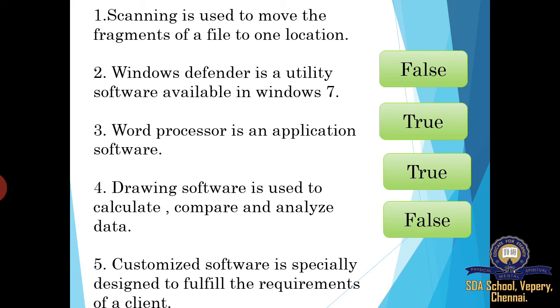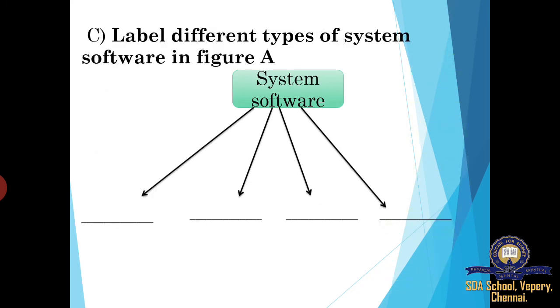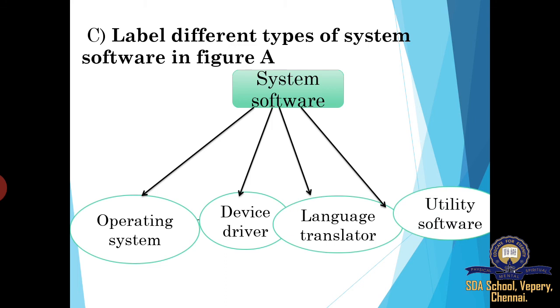Yes, customized software is specially designed to fulfill the requirements of a client. It is true. Then the second is label the different types of system software. That is operating system, device driver, language translator and utility software.